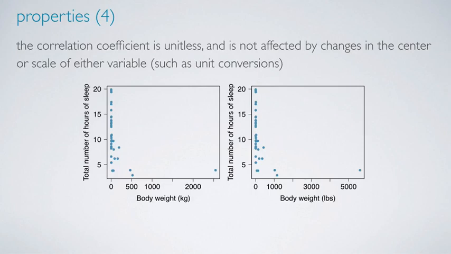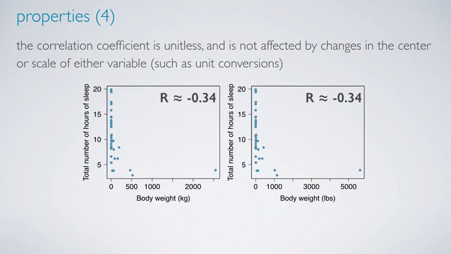We can see that the shape of the relationship between the two variables looks very similar. In fact, without the axis labels, it would be very difficult to tell the difference between these two plots. For both of these plots, the correlation coefficient is negative 0.34.